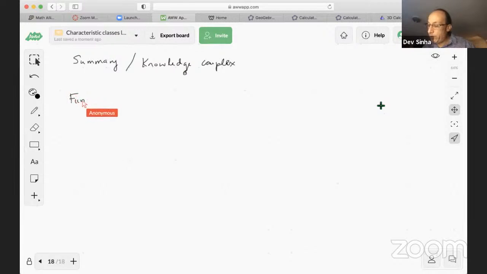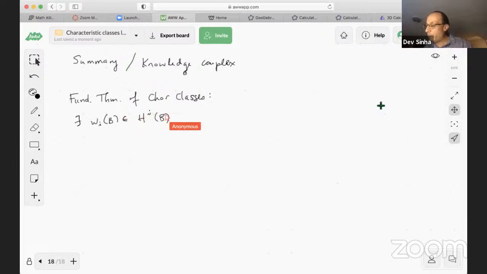So the main thing we've done so far, in addition to examples, is the main result that underlies our work: the fundamental theorem of characteristic classes, I'll call it. So there are classes in the base of a vector bundle. So this is associated to a vector bundle V, E to B.